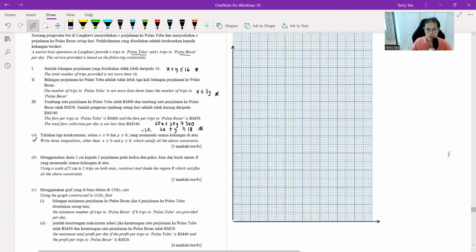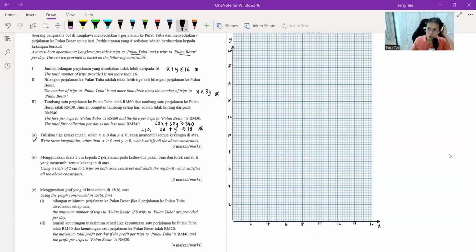Okay, now we need to draw, this is your x and y. We draw 3 straight lines. And the question says, use the scale of 2 cm. So let's do 2 cm to 2 trips. This is 2, 4, 6, 8, 10, 12, 14, 16, 18, 20. I think 20 is enough. We don't have to draw all the way up.